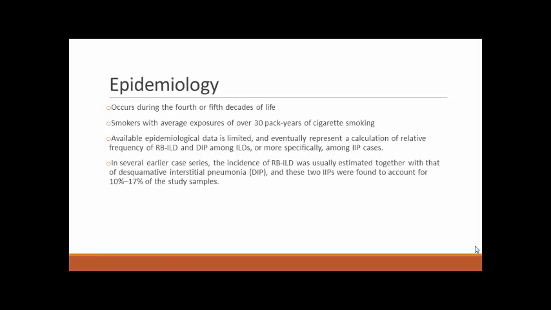Epidemiology: it usually occurs in the 4th and 5th decades of life, and smokers usually are exposed to more than 30 pack years of cigarette smoking. Regarding the epidemiological data, it's very limited on this topic. However, most of the studies I looked at combine RB-ILD and DIP and calculate the relative frequency of both diseases within the interstitial lung diseases, and specifically within the IIP, the idiopathic interstitial pneumonias. In several of those studies, the percentage of both diseases was somewhere between 10% and 17%.